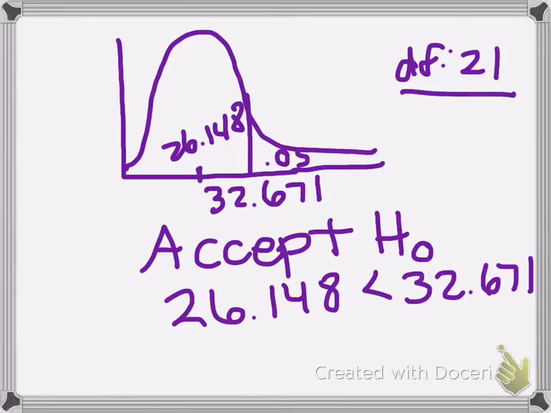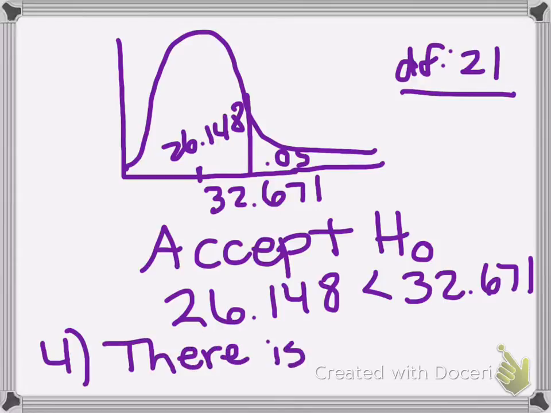Since I accepted H naught, when we get to step 4, we realize we are going to reject our claim, and so we will say there is not sufficient evidence. So I'm going to just stop right there and let you finish. There's not sufficient evidence to show that, blah, blah, blah. Okay, so that helps you on 10-4.